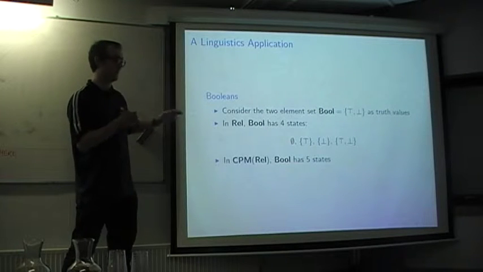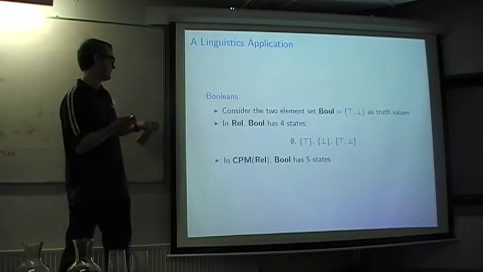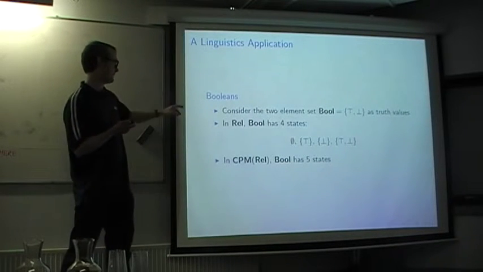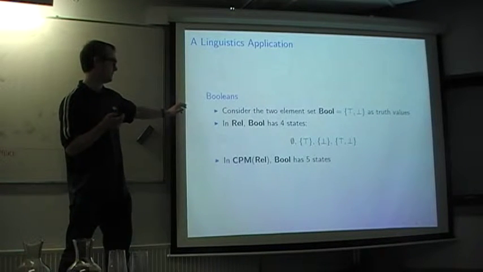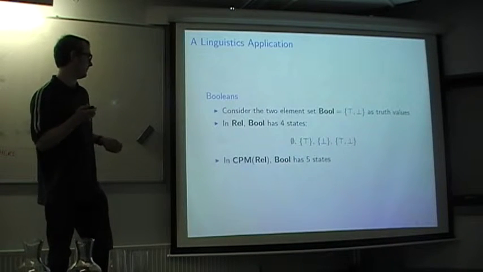they looked at a linguistics application. They worked in Hilbert spaces, but then as a toy model, they considered CPM of REL, and they looked at the Booleans because they were looking at true-false sentences. So the way they modelled the Booleans was to take a two-element set of truth values, the most probably natural thing that you could do.